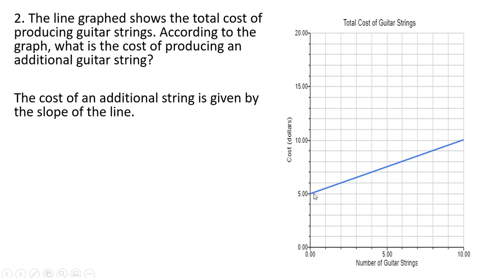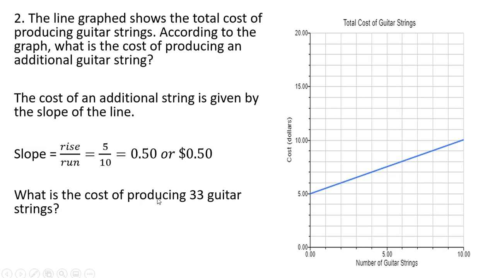I'm going to use here this vertical intercept and this point over here where the number of guitar strings is 10. So the height between those 2 points, or the rise, is going to be 5, 10 minus 5. And then the run, or horizontal distance between those 2 points, is just going to be 10 minus 0, or 10. So rise over run here, we get an answer of 5 divided by 10, or 0.5, and that represents 50 cents. So the cost of an additional string in this example will be 50 cents.